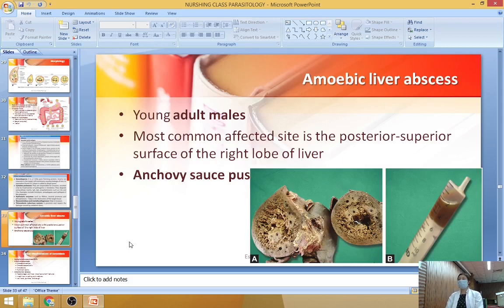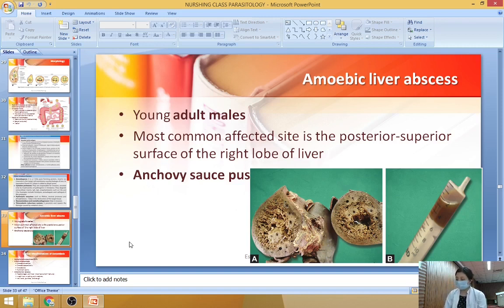So amoebic liver abscess, okay, it's a very emergency thing. I mean, whenever a person comes with an amoebic liver abscess, we have to directly start the drugs. We have to start as soon as possible.